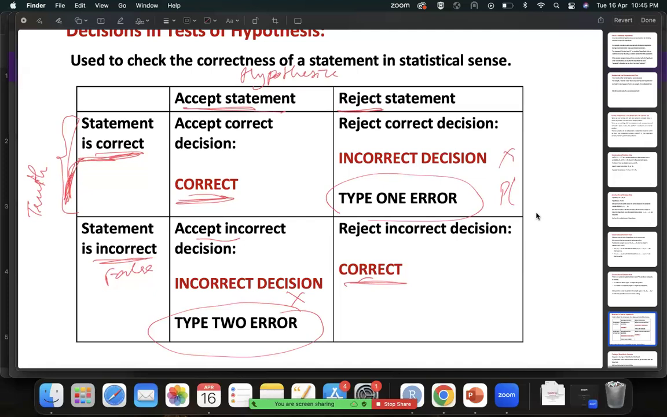And the probability of type 1 error is given by alpha. It's called the size. And the probability of your type 2 error is given by beta and it's called the power.